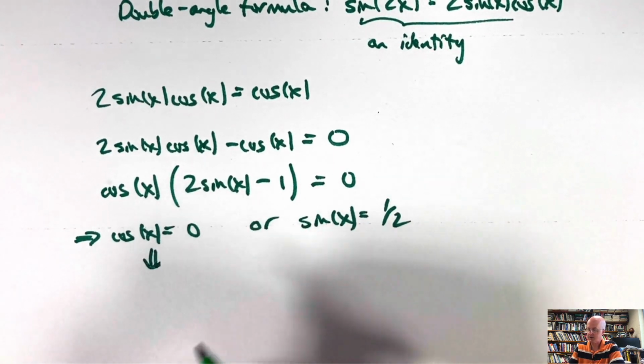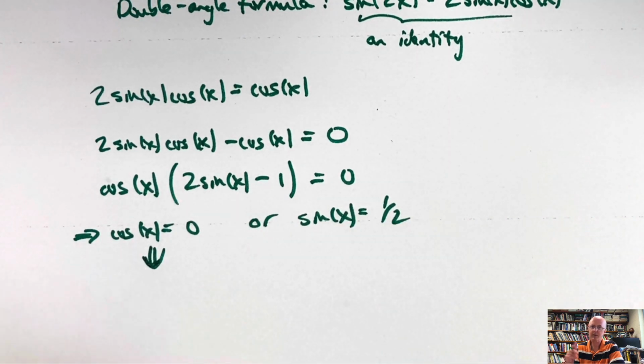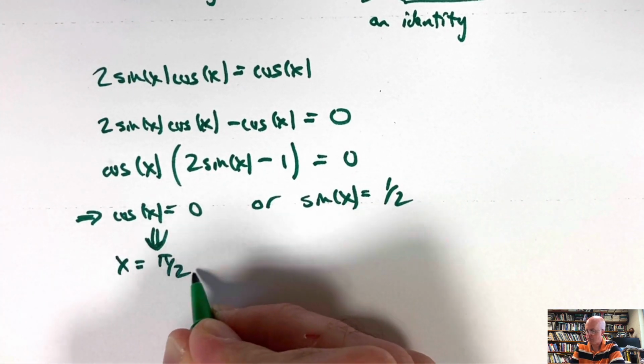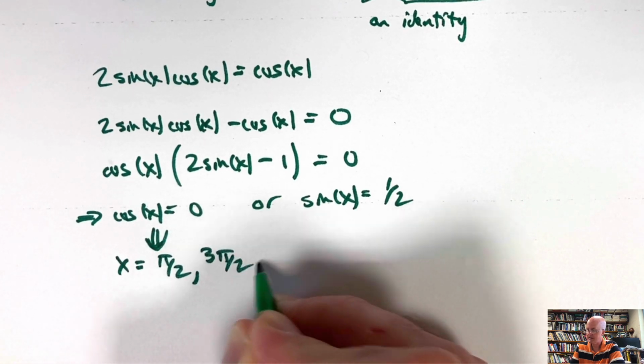The solutions of this one, cosine of x equals 0. Think about the unit circle. I'm not going to make a drawing. I'll just use my fingers here. Cosine of x is the first coordinate of the point. When is that 0? It's when the point is at the top or the bottom of the unit circle. Angle is, in radians, pi over 2 radians, or 3 pi over 2 radians, 3/4 of 2 pi. x equals pi over 2, or 3 pi over 2.